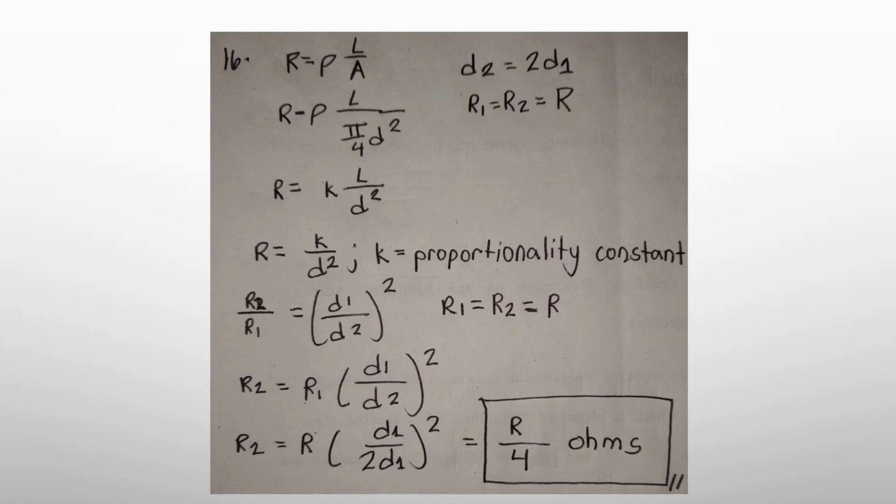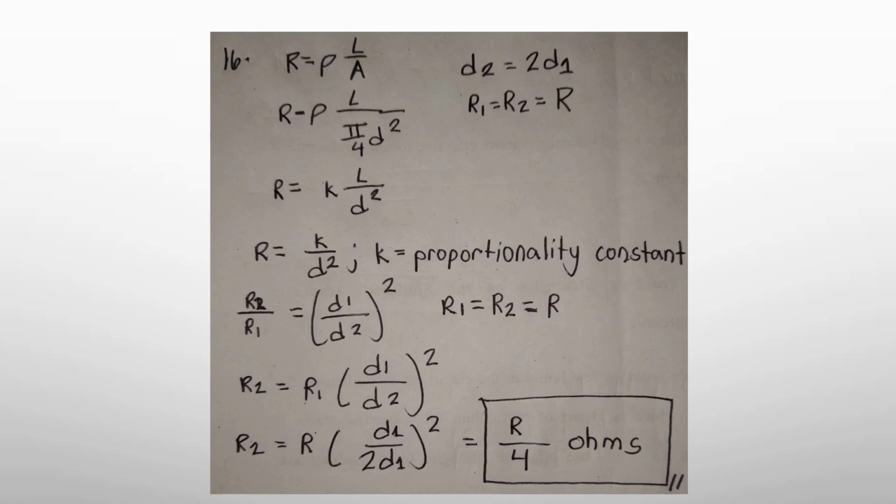So we will use the formula resistance is equal to the resistivity multiplied by the length over the area. We will assume that the length of the two wires in both conditions is constant, and with the length constant, the resistance of the wire varies inversely as the square of the diameter. Since the lengths are not given, we will consider it as constant.